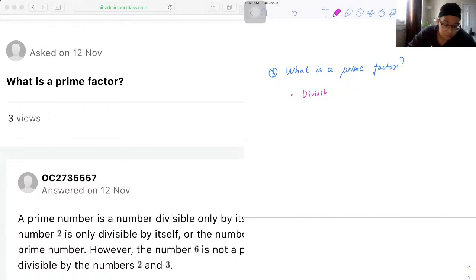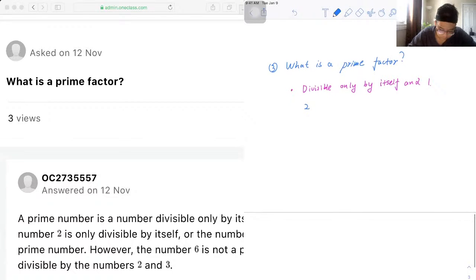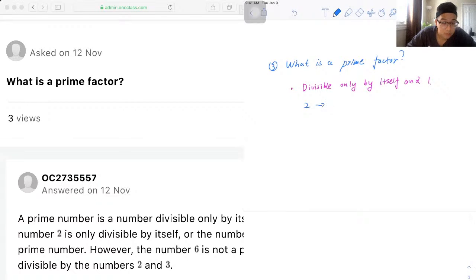Divisible only by itself and 1. So some examples could be 2, because 2 is only divisible by itself or the number 1, which means 2 is a prime number.